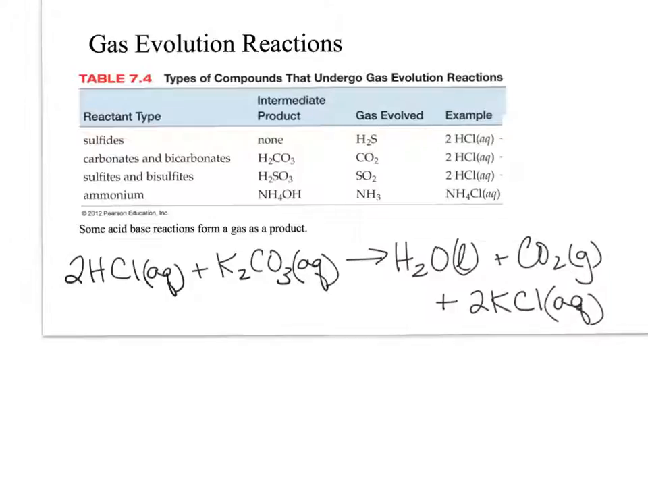Compounds that undergo gas evolution are going to have sulfides in them, carbonates and bicarbonates, sulfites and bisulfites, and ammonium. They all give off gas when they are in chemical reactions. And also, when you're looking at things like vinegar and baking soda, you can see that there is often a gas that's given off as well. So just remember, gas evolution reactions have gas in the product, and they can also include acid-base reactions because those seem to give off gas often as well.